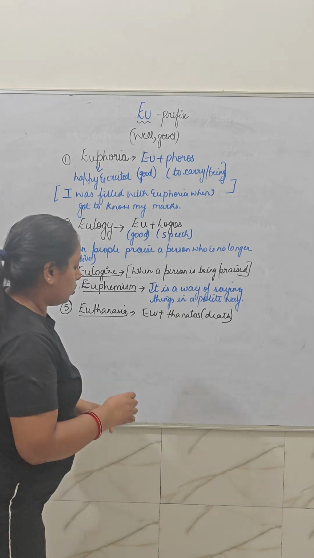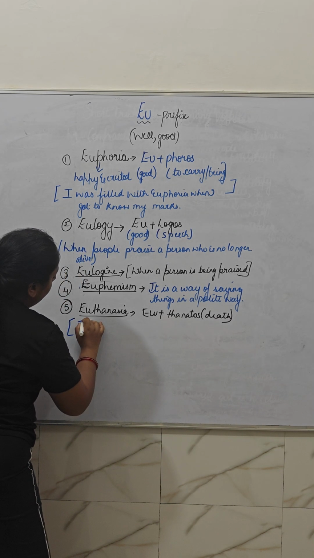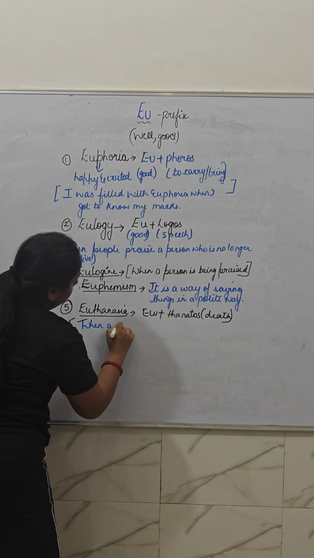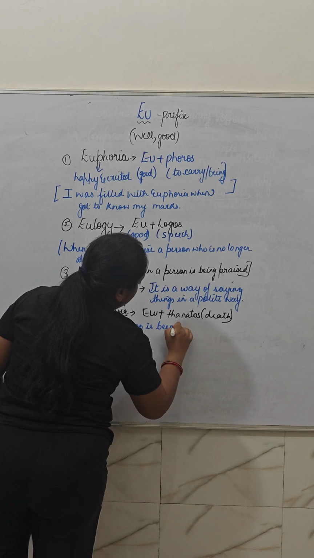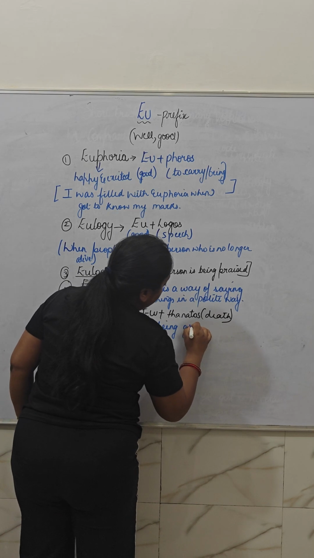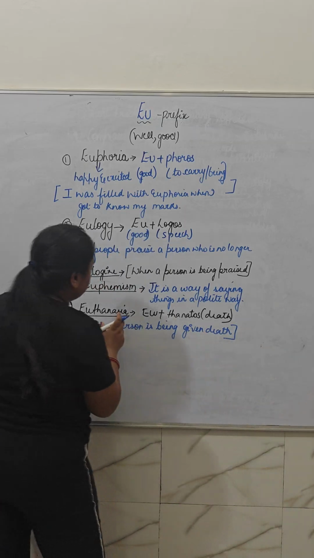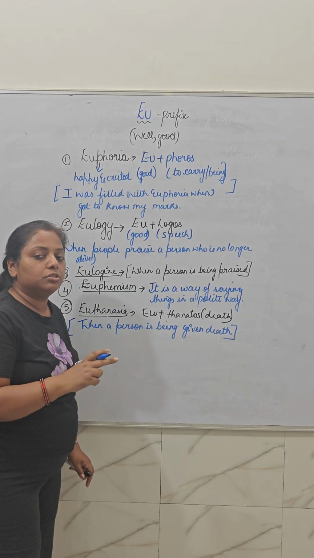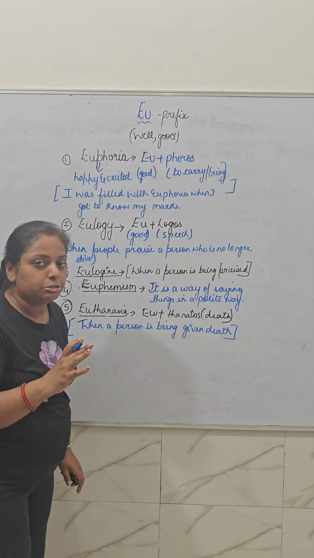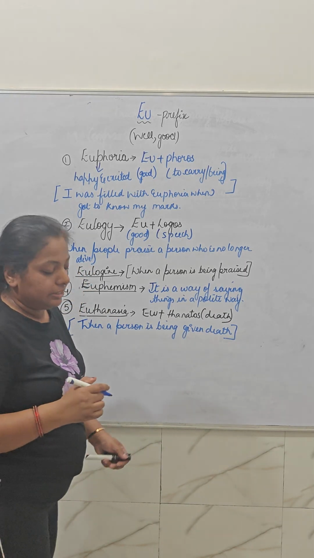So euthanasia simply means when a person is being given death. Now there are two types of euthanasia. One is active, one is passive. That is why I am saying do watch my short video on euthanasia. I made a detailed video on that. So this is the word euthanasia.